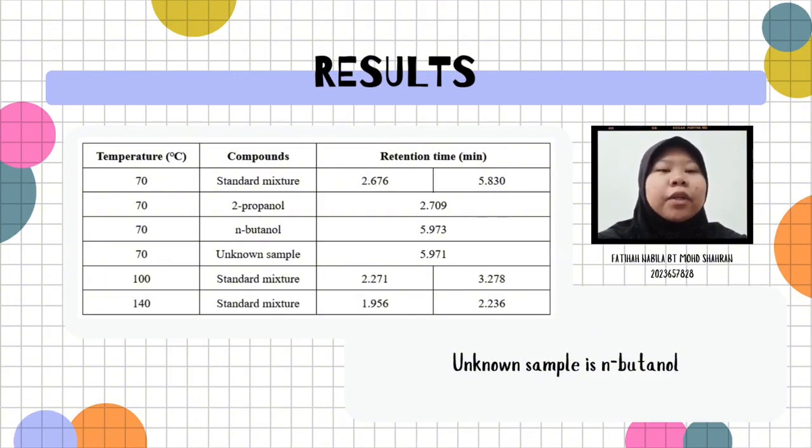The unknown sample recorded a retention time of 5.971 minutes, which closely matches N-butanol. Therefore, the unknown compound is identified as N-butanol. When the temperature was increased to 100 degrees Celsius and 140 degrees Celsius, the retention times decreased to 2.271 and 3.278 minutes and then to 1.956 and 2.236 minutes respectively.